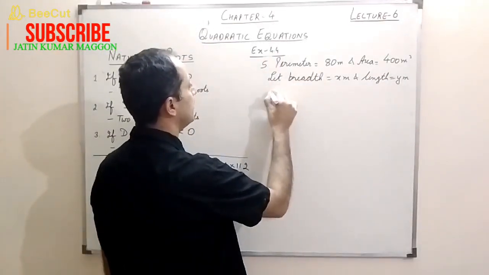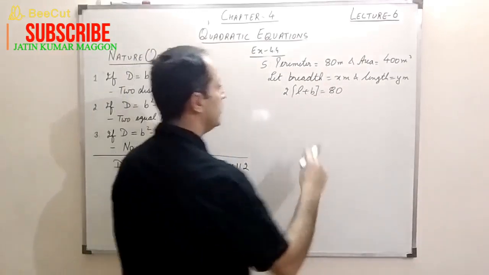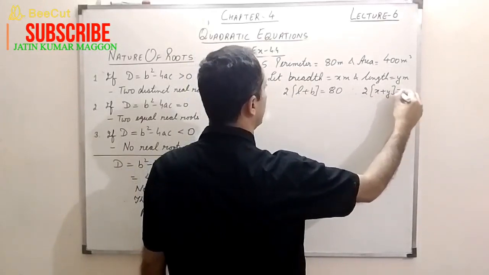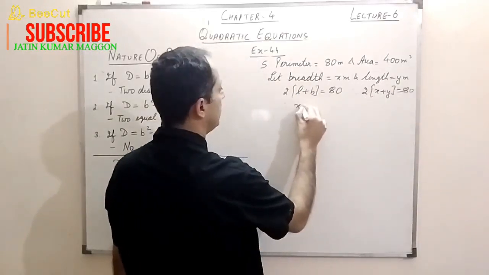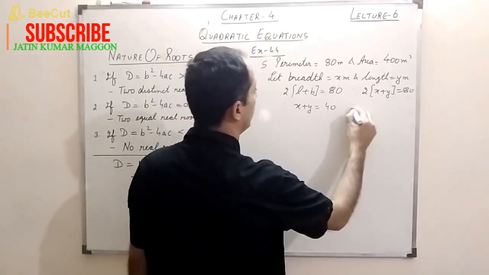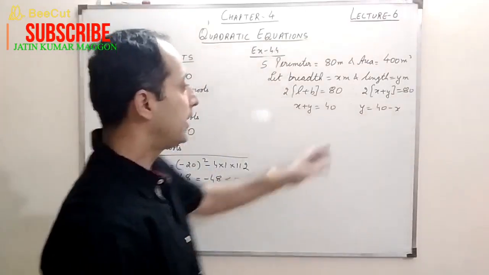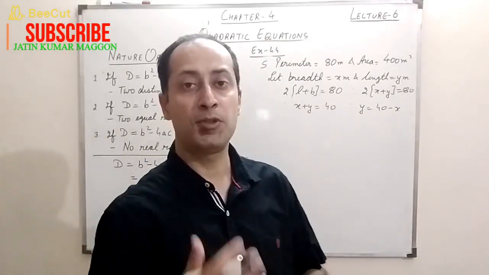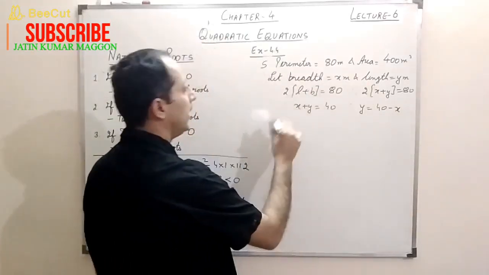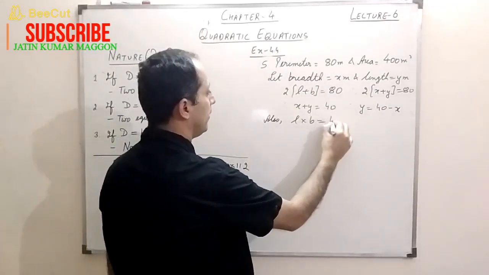So we use the perimeter relation. Perimeter is 80 meters. So 2 into (L plus B), this is the formula of perimeter, is 80. So we substitute the values. Therefore 2 into (x plus y) is 80, x plus y is 40, dividing by 2 on the other side, and therefore y is equal to 40 minus x. So this is what we have. We can substitute the value of y in the form of x.